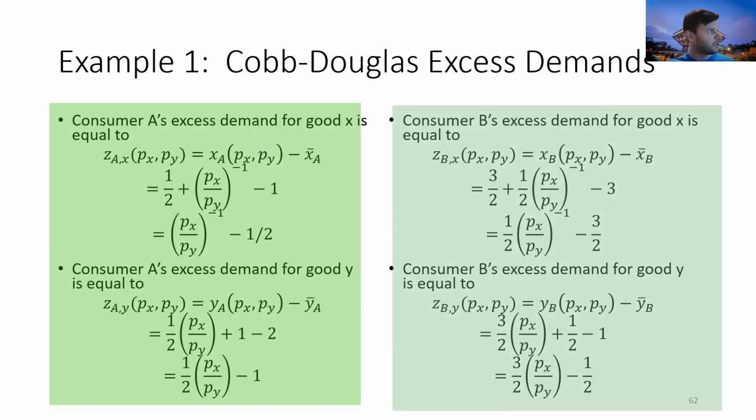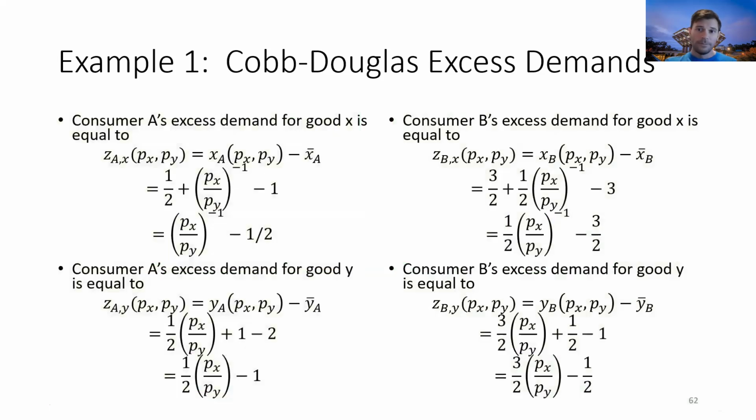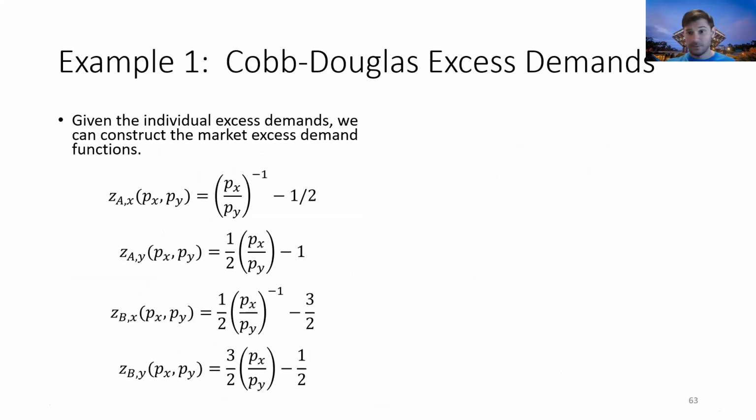So what we're going to have to do here is add up all of the demands for good X. That'll give us the total excess demand for good X. And we'll do the same thing by adding up the excess demands for good Y to figure out the total market excess demand for good Y. Okay, so all we're going to do is aggregate those values as I've just described.